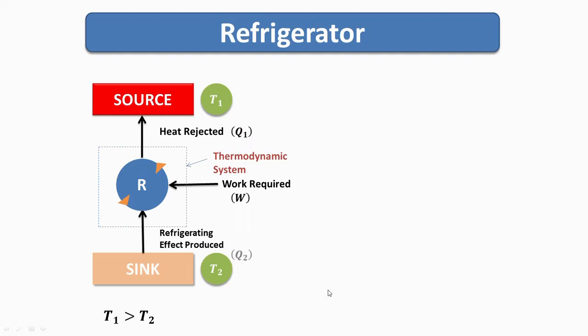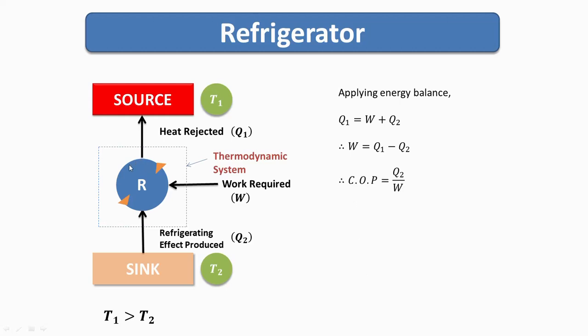Here also, if you apply the heat balance, then Q1 will be equal to W plus Q2. That is, these are the two incoming arrows to the system, and there is only one outgoing arrow from the system. So Q1 is equal to W plus Q2, or you can say that W is equal to Q1 minus Q2. So heat rejected minus heat abstracted.